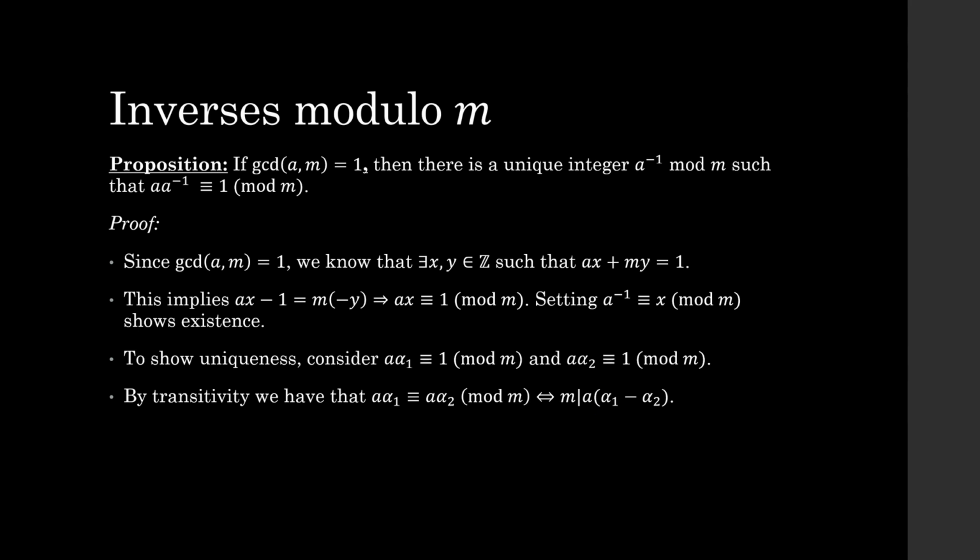Okay, so I think I just didn't have an animation for what's coming next, so I'll just write what's left. We've got that m divides a times alpha 1 minus alpha 2. Now one thing we'd like to note is that the GCD of a and m is 1, which means that m divides alpha 1 minus alpha 2. And so that means that alpha 1 is congruent to alpha 2 mod m.